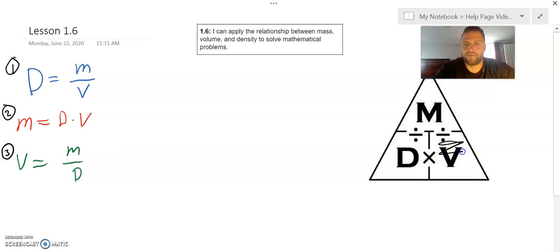And if we cover V, what it's telling us to do is to set V equal to mass divided by density, which we also see on our left. Again, this is a really easy way of remembering the three equations, but it is not a substitute for understanding how we derived our three equations.